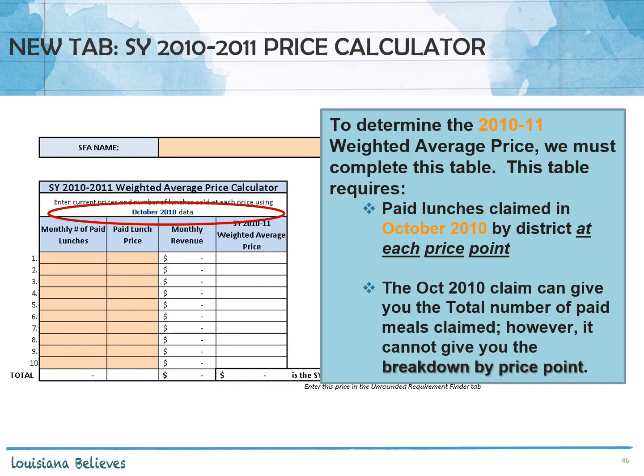So here we see a screenshot of the school year 2010-2011 price calculator. To determine the 2010-11 weighted average price, we must complete this table. This table requires paid lunches claimed in October of 2010 by district at each price point, and the October 2010 claim can give you the total number of paid meals claimed. However, it can't give you the breakdown by price point. For that, the SFS 7 reports are needed.